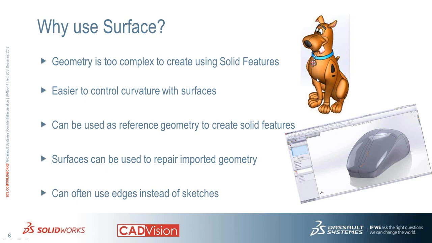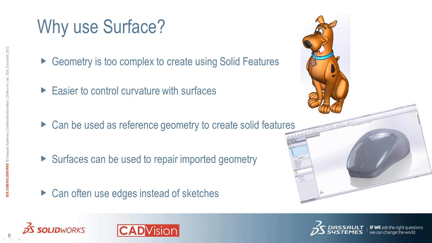Another example is this mouse. You see this mouse has a curvature. In solid bodies, it is very hard to create an irregular curvature solid. So we need something to manipulate the curvature so that we can create this mouse. However, in surface, we can manipulate the curvature easily and get the shape we want.